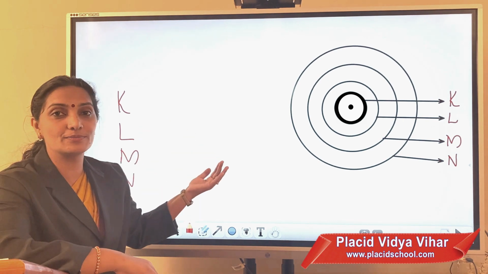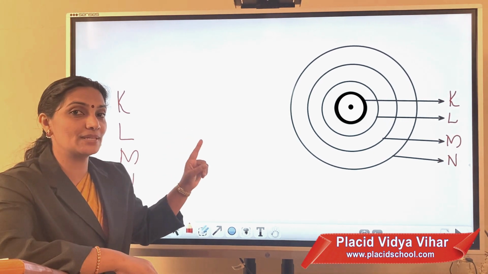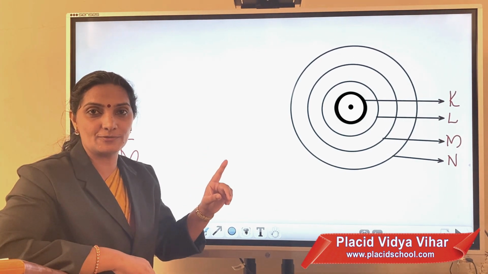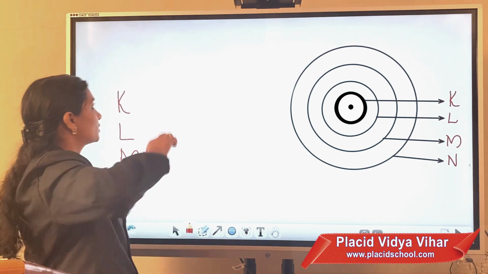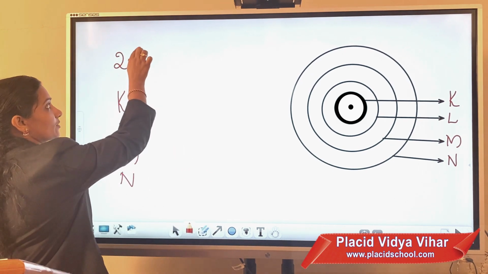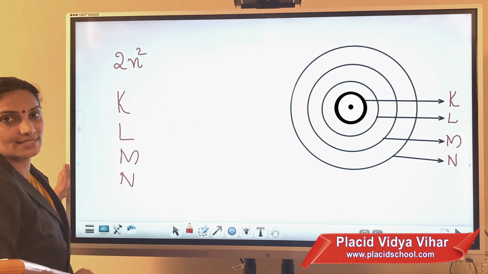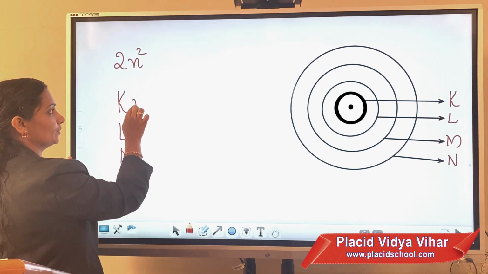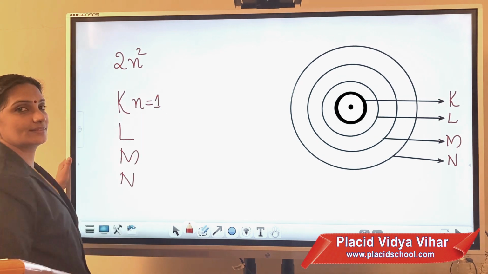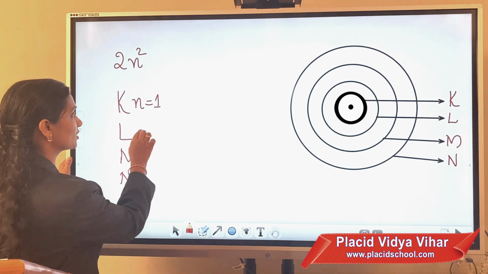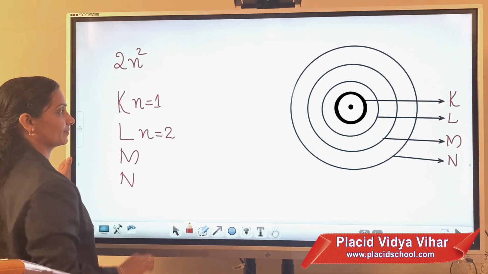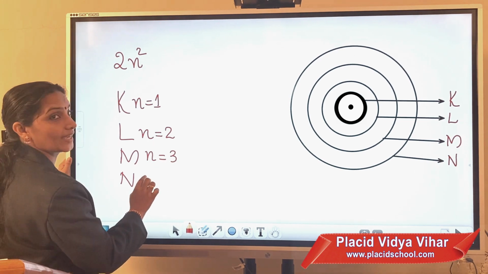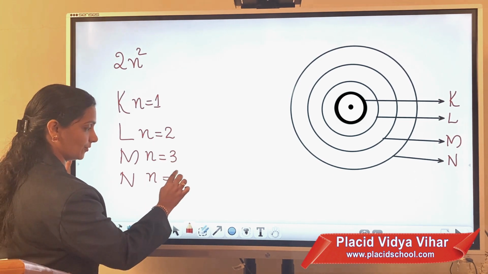What was the first rule of the Bohr-Bury scheme? The maximum number of electrons that can be present in an orbit is given by the formula 2n square, where n is the number of the shell. So what is the value of n for the K shell? n is equal to 1. For the L shell, it is 2. M shell, 3. N shell has n value 4.